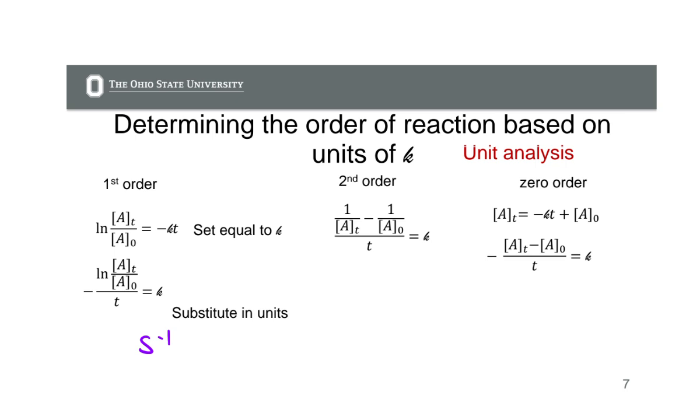So if you know something is a first order reaction, and you're working with an integrated rate law, units are always going to be inverse seconds. For second order, we're going to have inverse moles per liter times inverse seconds. And then for 0 order, we're going to have moles per liter times inverse seconds.